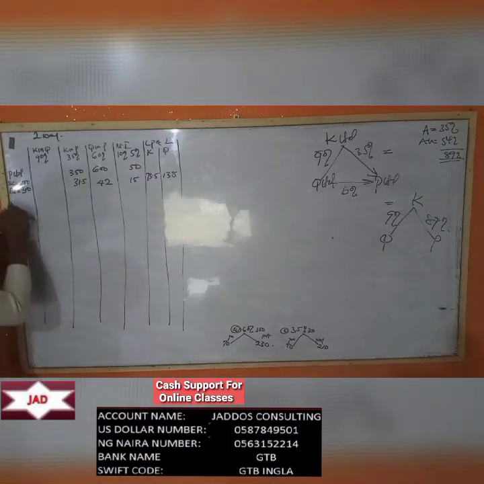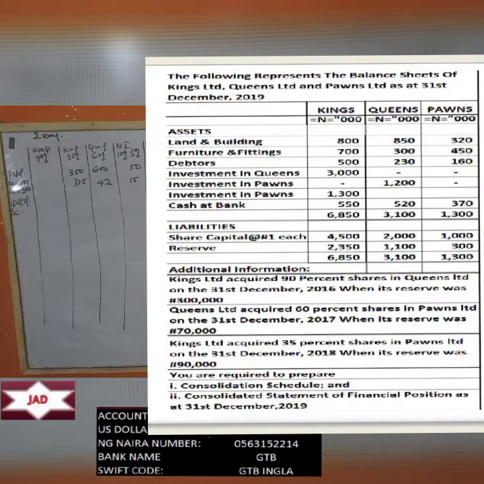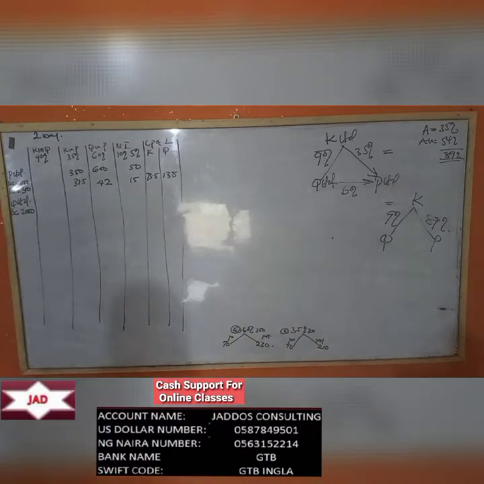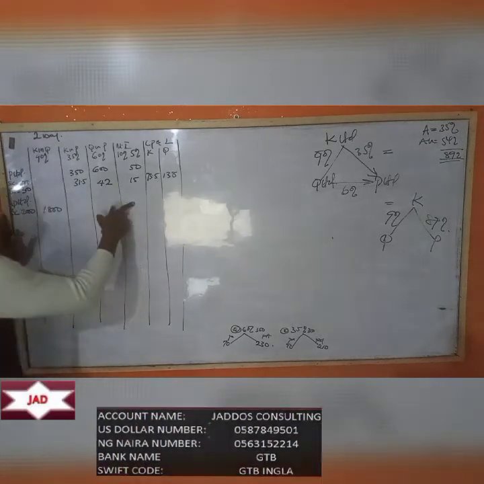Now let's go. We have Queens Limited. So what's the share capital for Queens? Share capital is 2 million. So we have 2,000. So 90% of 2,000, what do you have? 800. So minority interests will take what? I think that's 200.